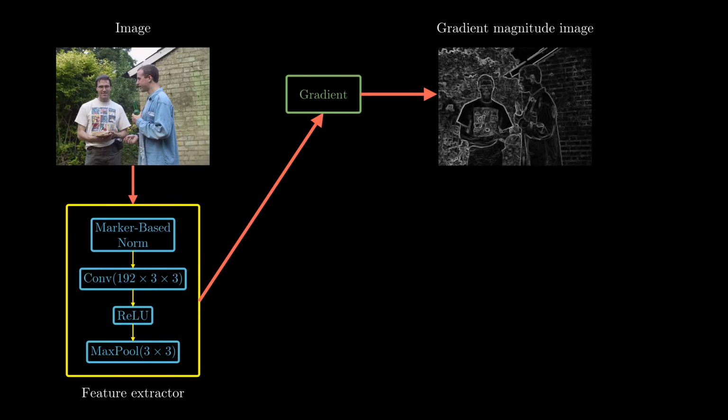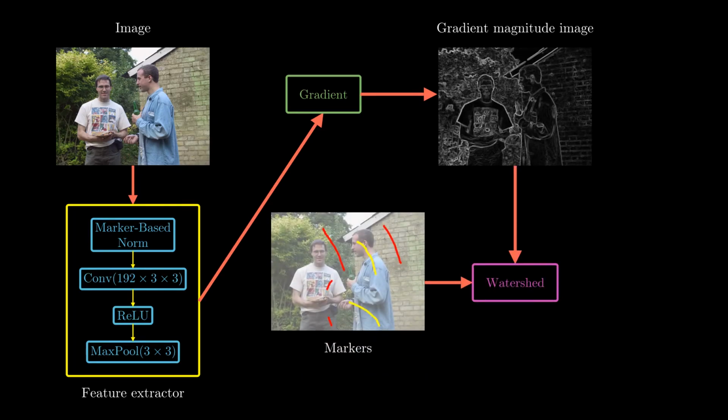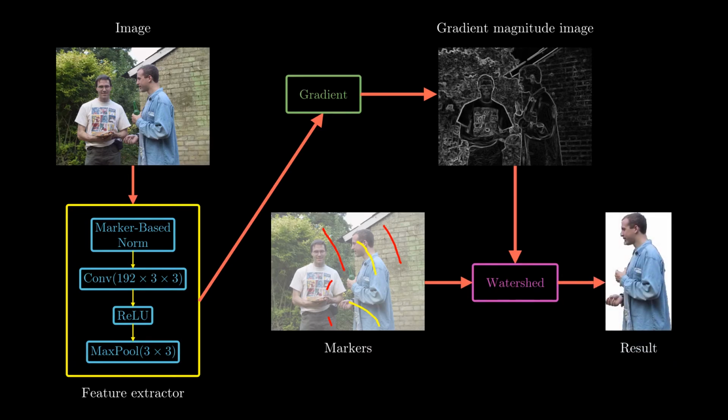This is the pipeline we use to delineate objects. We use a feature structure to compute feature maps. We get the gradient of those feature maps, producing a grayscale image. We give this gradient magnitude image with the user markers to the watershed, which delineates the object. Our objective is to compare feature structures, not to propose a delineation solution.